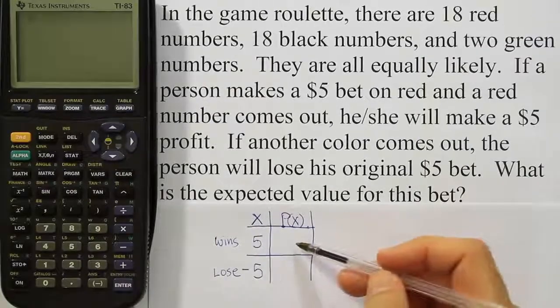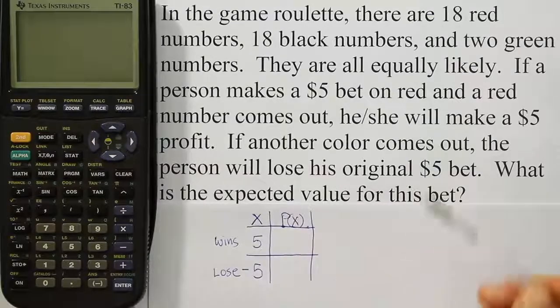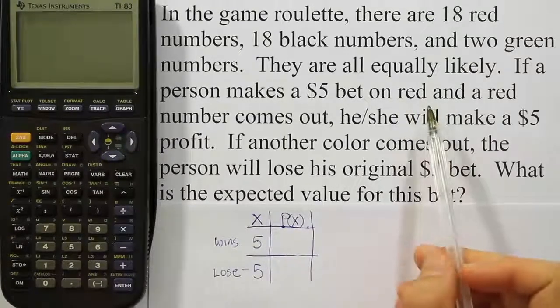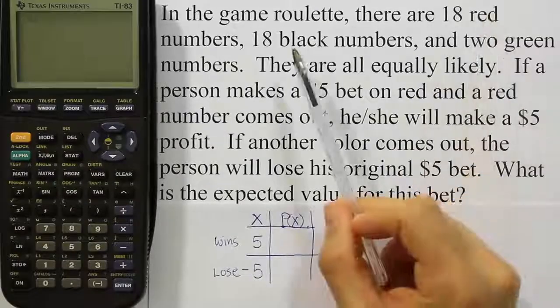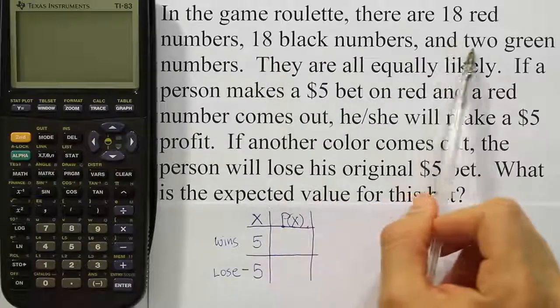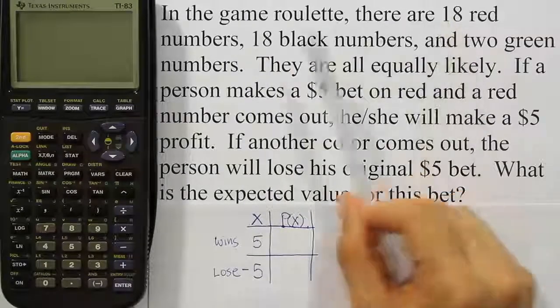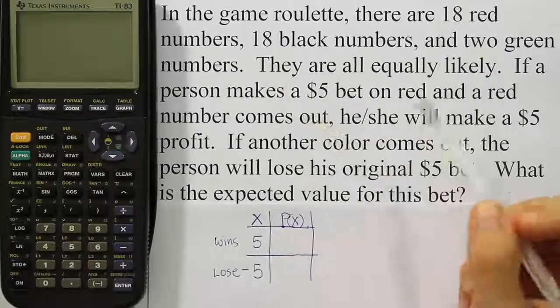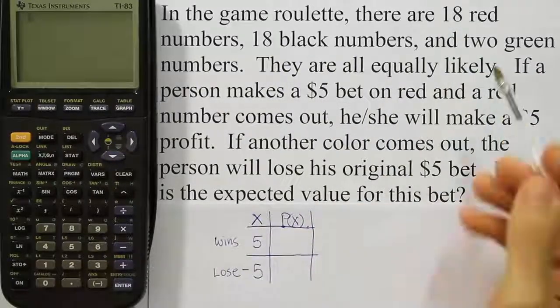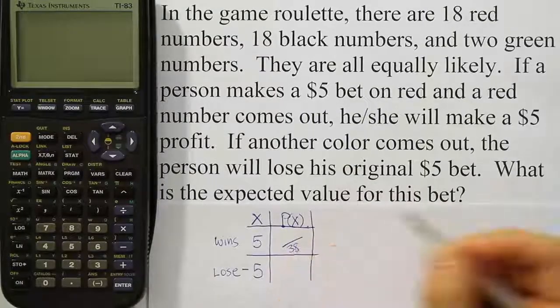Now the probabilities that this happens. Let's look at the probability that someone wins. It says that you're betting on red, right? And it says there are 18 red numbers, 18 black numbers, and 2 green numbers. So the total, 18 and 2 make 20, plus another 18 makes 38. Or 18 and 18 make 36, plus 2 makes 38. So either way, you get 38 as your total. So there are 38 total numbers.